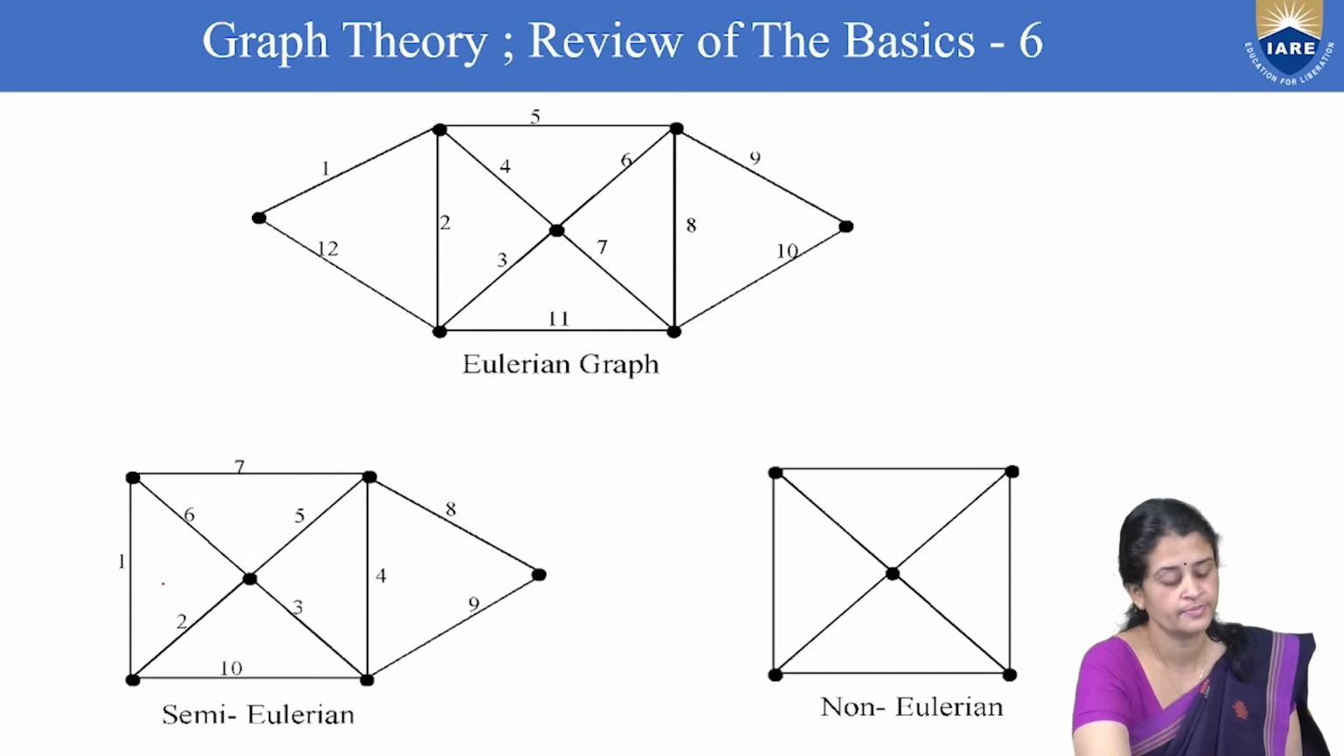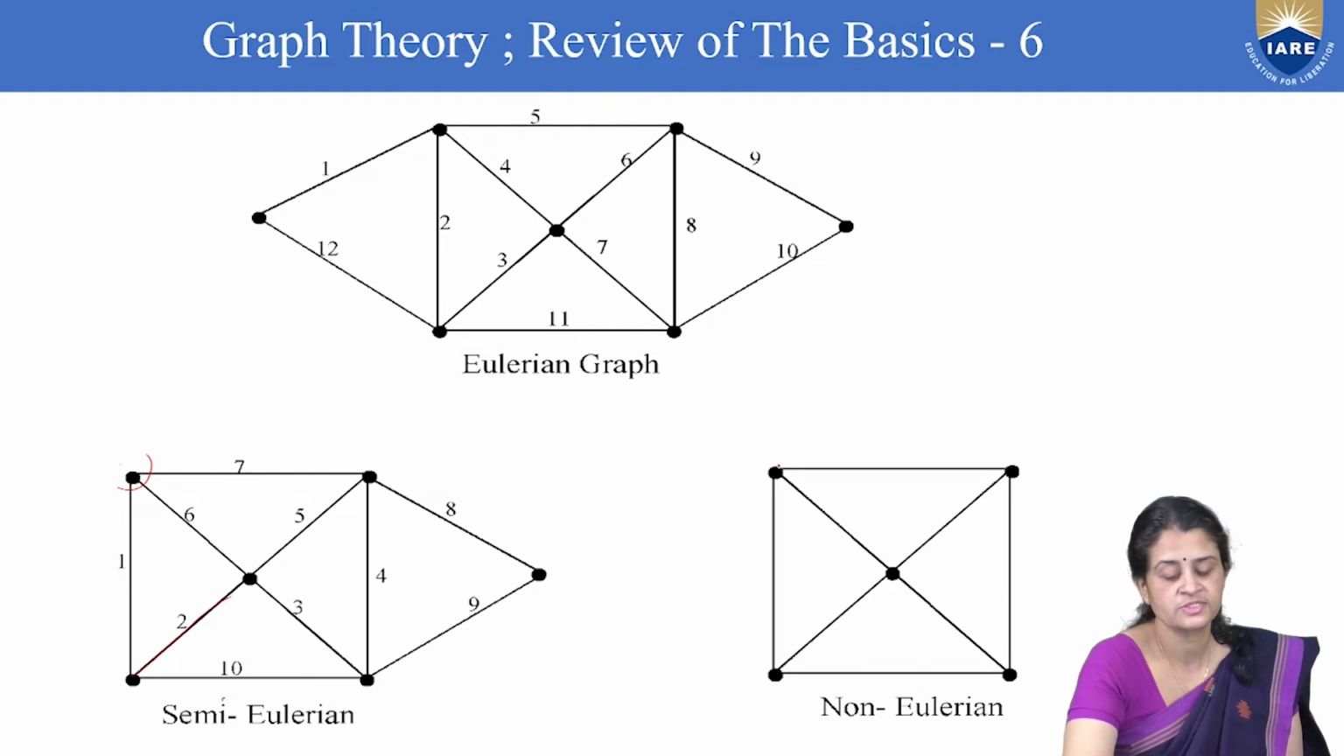If I'm starting from here, suppose that 1, 2, 3, 4, 5, 6, 7, 8, 9, 10. Can I reach back the originating point from where I have started? No. But I have traveled through all the edges exactly once. That is, this is not an Eulerian graph, but we can say it is semi-Eulerian, because a non-Eulerian graph is said to be semi-Eulerian if we can travel through every edge of the graph. Okay, this is semi-Eulerian. And what about this graph?